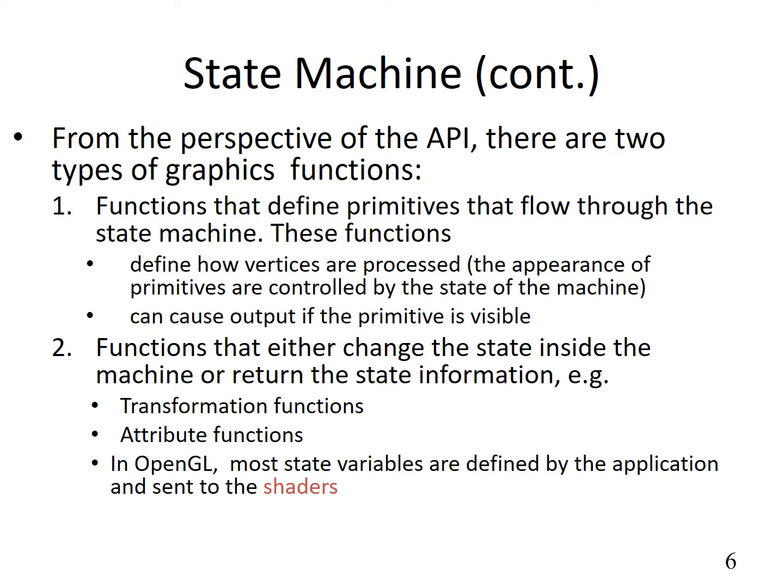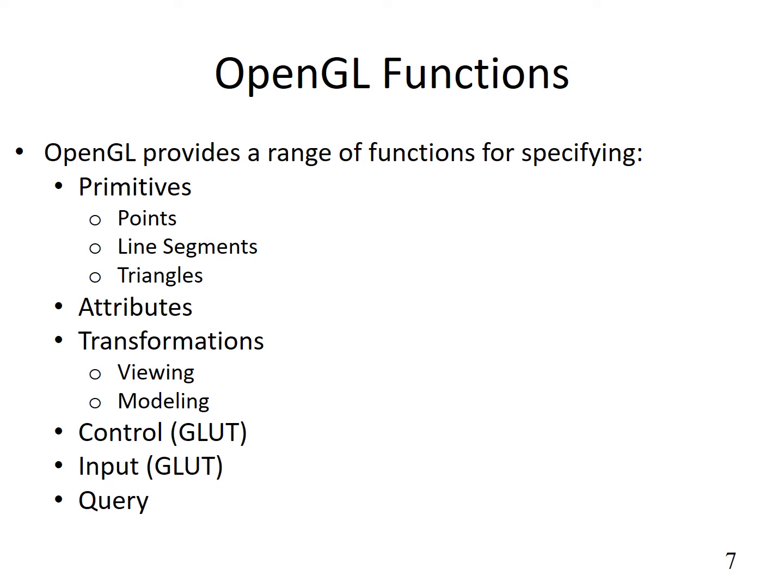Although within our applications it is usually harmless and often preferable to think of attributes as bound to primitives, there can be annoying side effects if we neglect to make state changes when needed or lose track of the current state. OpenGL provides a range of functions for specifying primitives, attributes, transformations, control, input, and query. These functions make it easy to perform basic graphics operations.